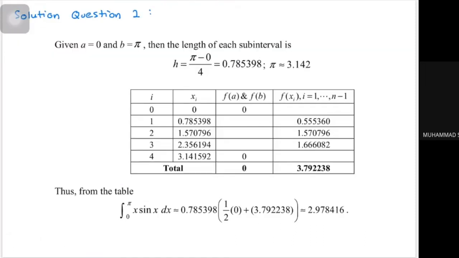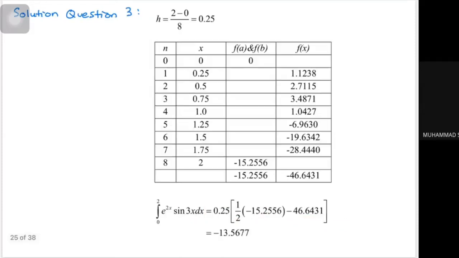Question number 2, the trapezoidal rule: i, xi, f(A), f(B), f(x1), f(x2), f(x3). The summation f(A) plus f(B) times a half, plus the summation f1, f2, f3, multiplied with your h. Then you get the approximate solution 2.978416. Similarly for question number 3.